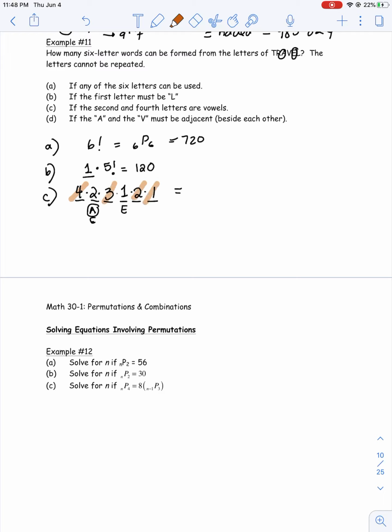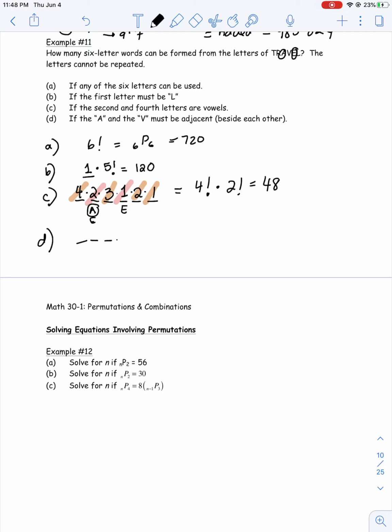4, 3, 2, 1 represents 4 factorial, multiplied by the other factorial I see, which would be 2 times 1. So that's 2 factorial. If I put that in my calculator, that is 48. And then D, if an A and a V must be adjacent beside each other. So adjacent just means side by side.